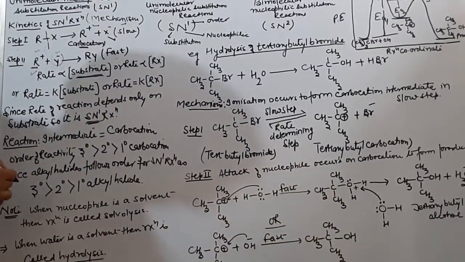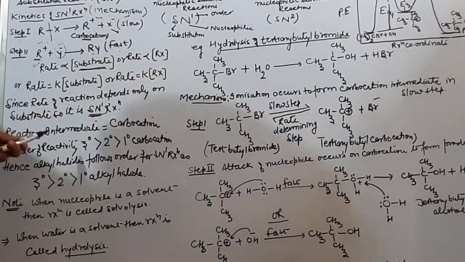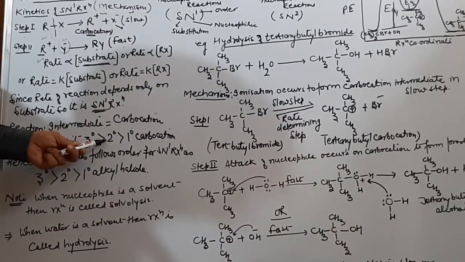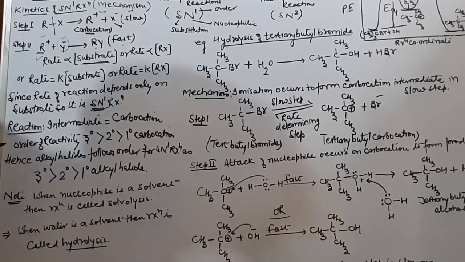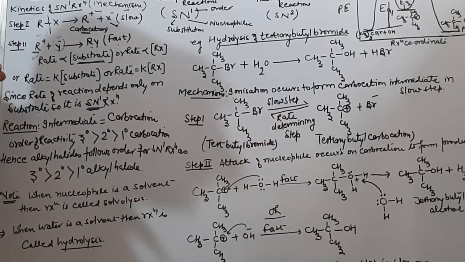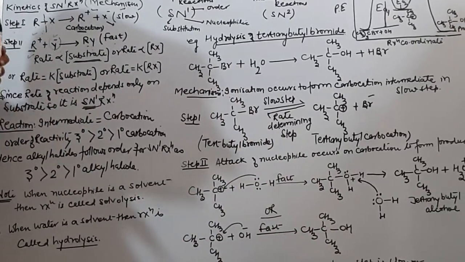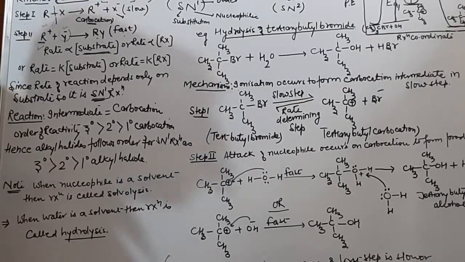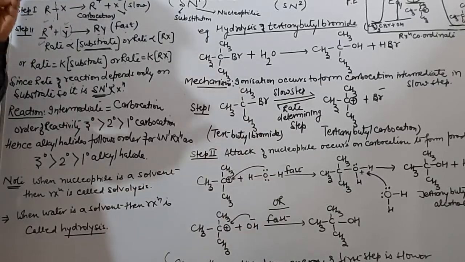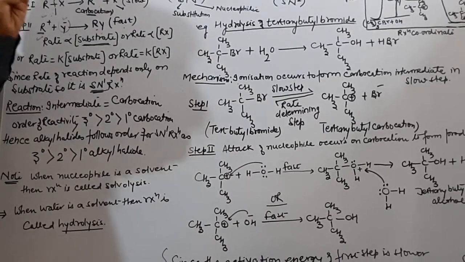And what will be the stability of a carbocation over here? 3 degree carbocations are always more stable than 2 degree carbocations, which are always more stable than 1 degree carbocations. It means SN1 reaction is faster in 3 degree alkyl halide as compared to 2 degree alkyl halide, as compared to 1 degree alkyl halide. So get with the concept.